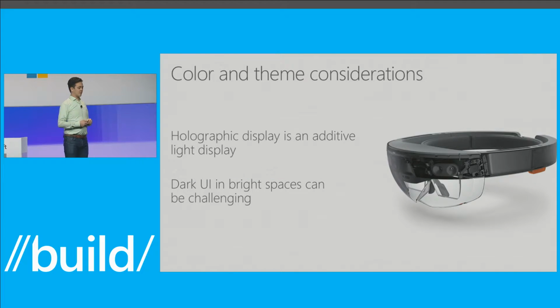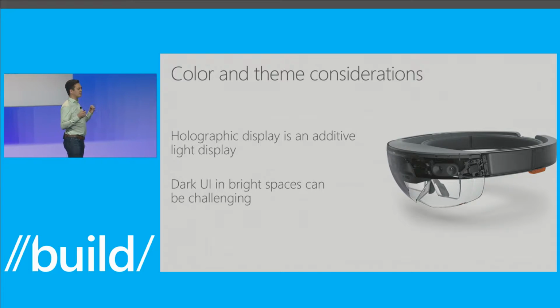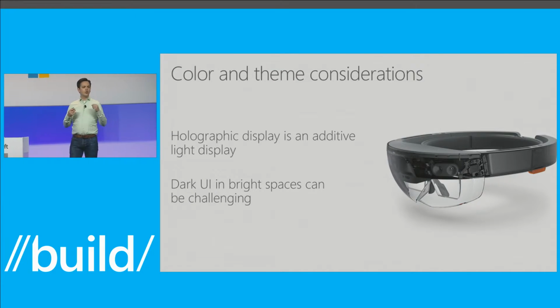Some other considerations, like color and theme considerations. HoloLens's display is like nothing you've ever used before. It is not an opaque surface that emits or reflects light. It is a transparent surface that emits light. This lets us do some really cool things. It creates holograms that seem like they exist in the world with you, and you can continue seeing the world, so you're not tripping over the coffee table or the cat or whatever else.